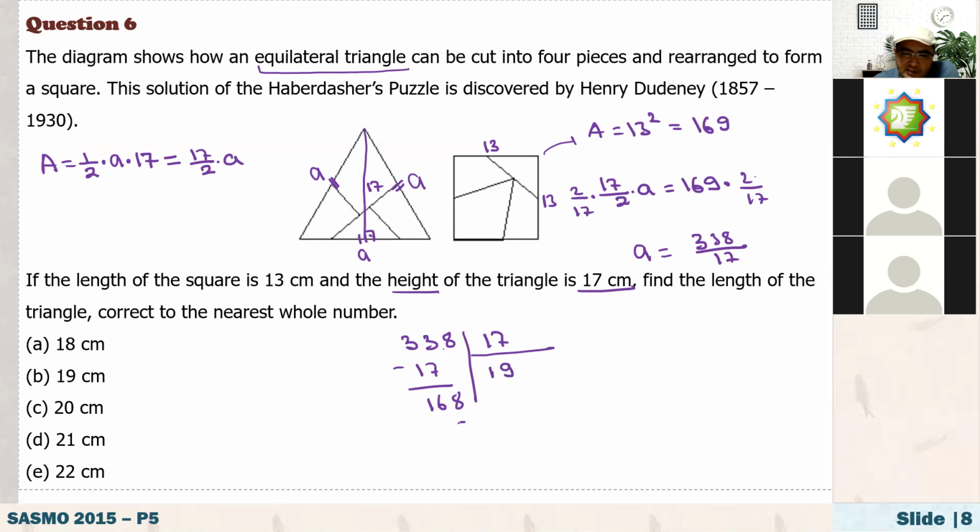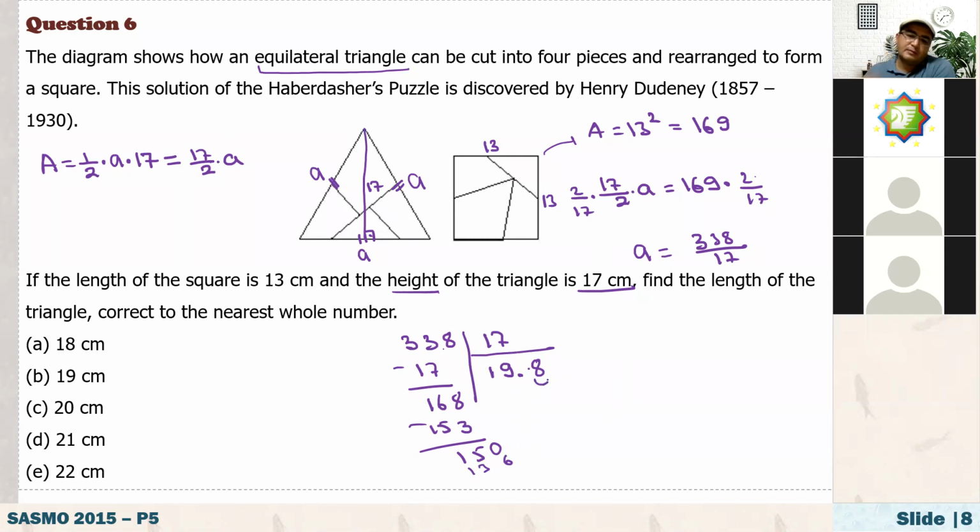9 times 7 is 63. 9 times 1 is 9, with 6, it is 15. 168 minus 153 is 15. So 15 is smaller than 17, so it is 0 point, decimal point, 150. 150, it is not 10, it is not 9, it is 8, right? 8 times 7 is 56. 8 times 1 is 8, with 5, it is 13. Now, I should stop here because already after the decimal point, it is 8, right?